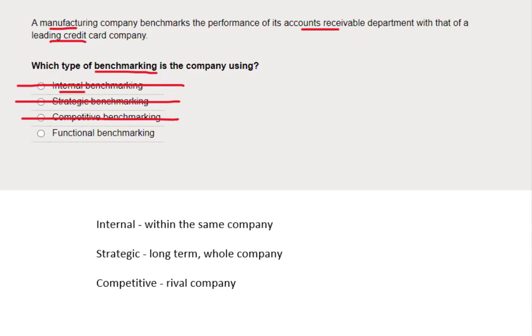So we're left with functional benchmarking. And with functional benchmarking, we're looking at a specific activity and comparing it against someone else who specializes in that activity. Well, the specific activity is allowing credit and collecting debts in the accounts receivable department. And we're comparing against a credit card company who are the best in class around that kind of thing. That's what they specialize in. So this is functional benchmarking. Well done if you got it right.